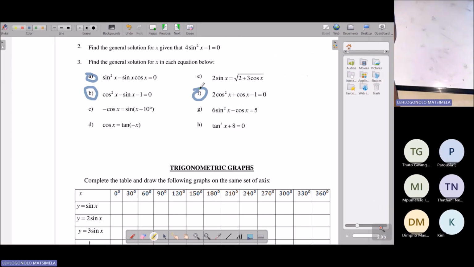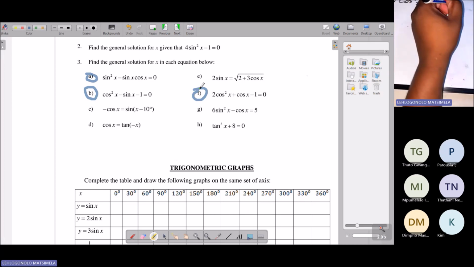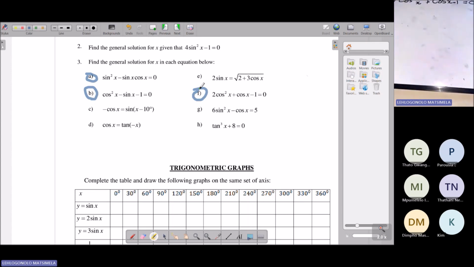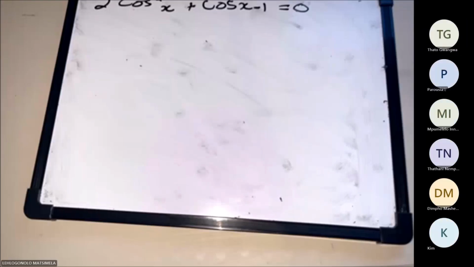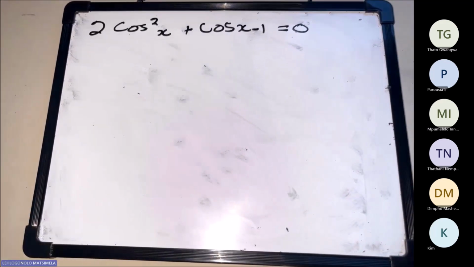Okay, number F says 2 multiplied by cos squared x plus cos x minus 1 equals 0. So automatically our equation is in standard form. It equals 0, so there's no need of bringing anything to the other side. But here, we cannot use the same procedure we used on the other part. Here we can use two ways. Either we stick with that one until it works for us, or we create the one that we understand very easily.